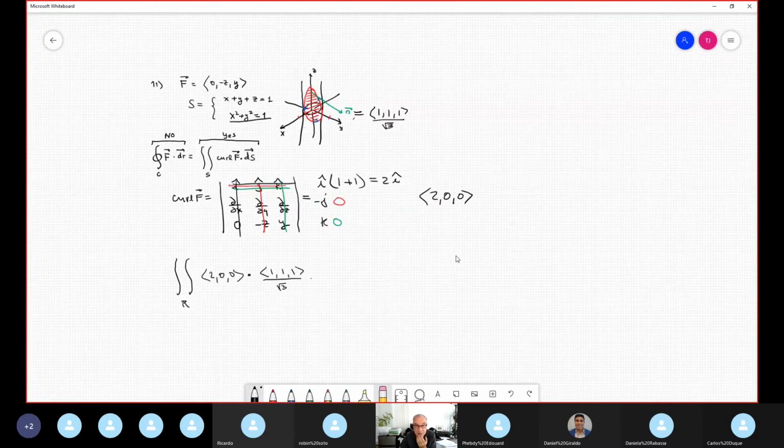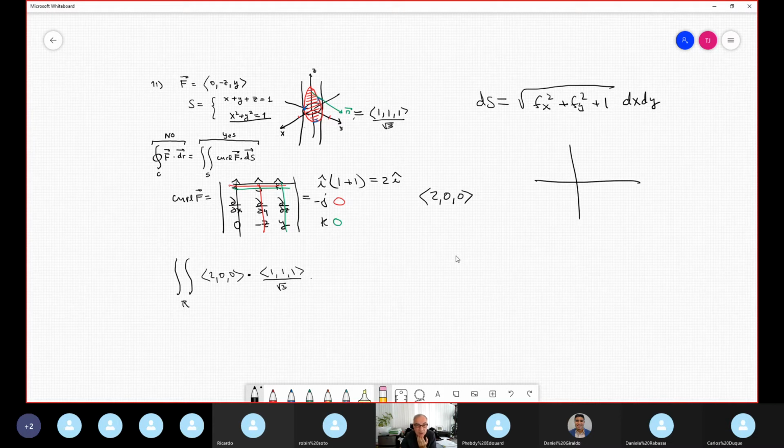A formula for the ds, but ds, like a scalar, in explicit form is square root of fx squared plus fy squared plus 1, dx dy. It's under the consideration that I'm projecting onto the xy plane. But wait a second, what is the projection? Okay, this is a 3D problem. I want to do a 2D problem.